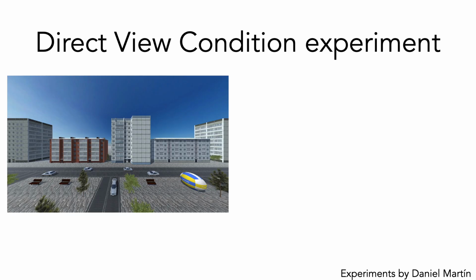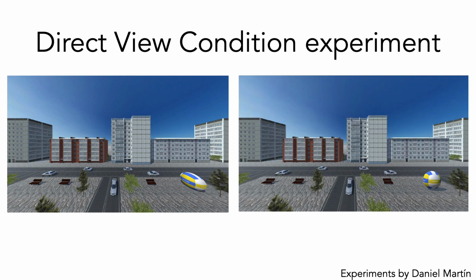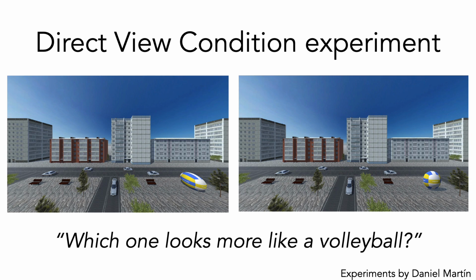So to test this hypothesis, we ran an experiment as follows. We built the computer graphics seen on the left, which has a big volleyball in the right-hand corner, and this is a very wide-angle linear perspective projection. And we also rendered a version of it where the volleyball had its own local linear perspective according to the direct view condition. And we show these to people, and we ask them which one looks more like a volleyball, and they all say the one on the right.